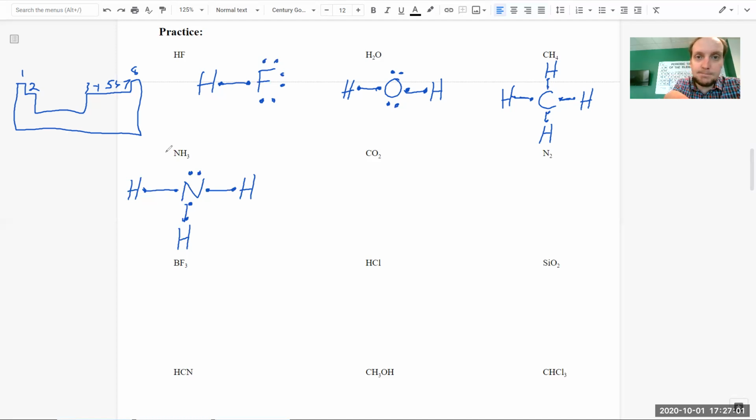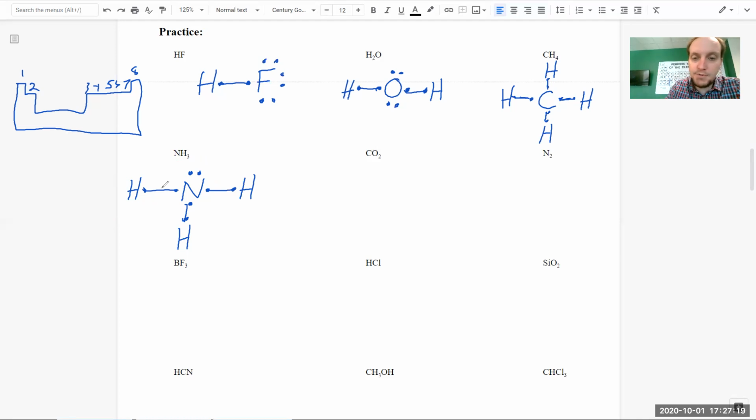Again, just so you guys can see it. Here are the 8 for the nitrogen, the 5 it contributed, plus the 3 from each of the hydrogens. And of course, the hydrogens each get 2.